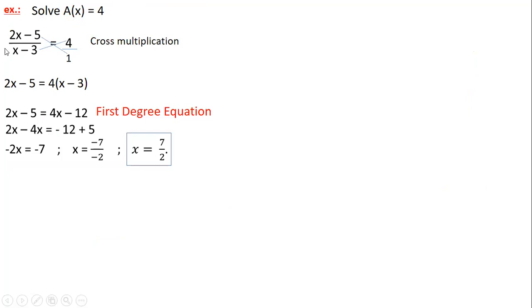Then I take the simplified form of A of x equal to 4. Here I have a fraction, and on the second side I have 4. So I change 4 into a fraction over 1, and I make the cross multiplication: numerator times denominator equal denominator times numerator. So I get 2x minus 5 times 1, which is 2x minus 5, equal to 4 times (x minus 3). So this is a first degree equation. I solve it and I find the solution x.